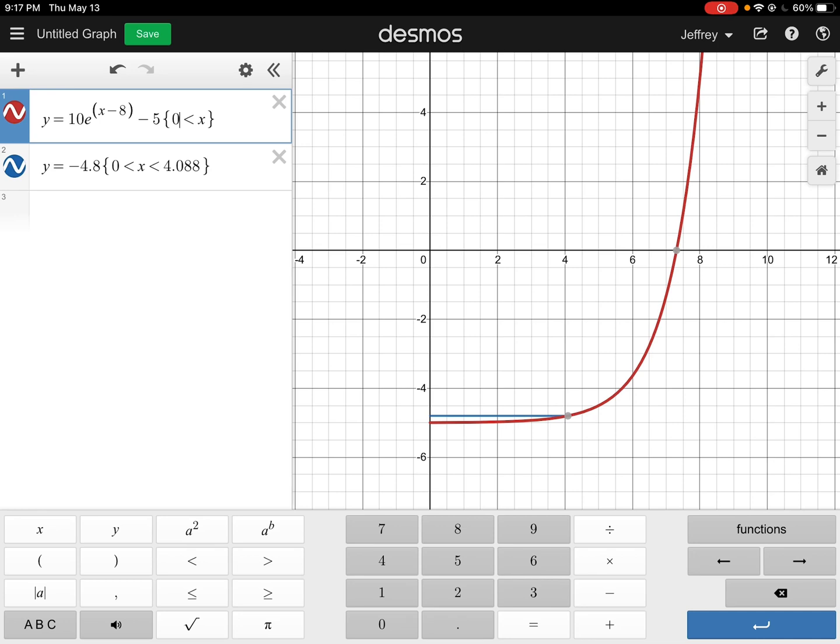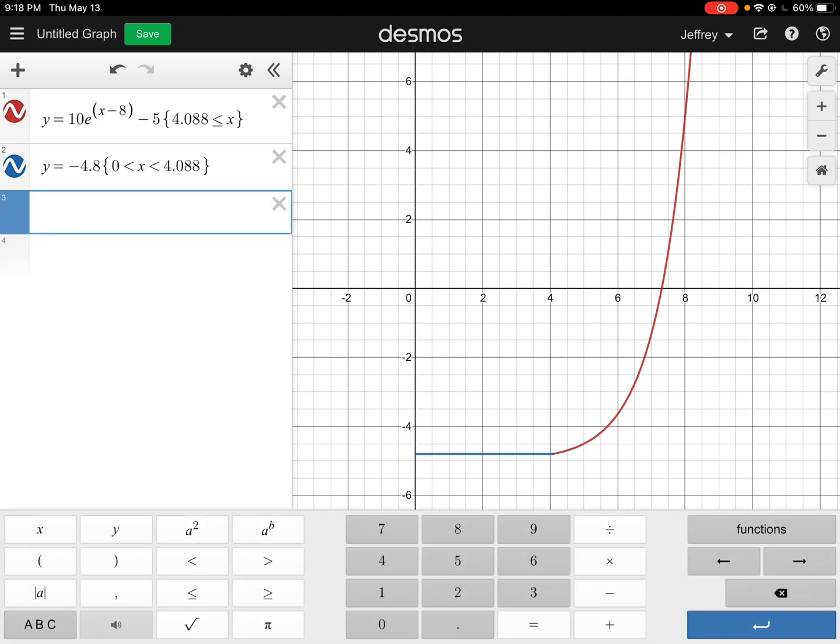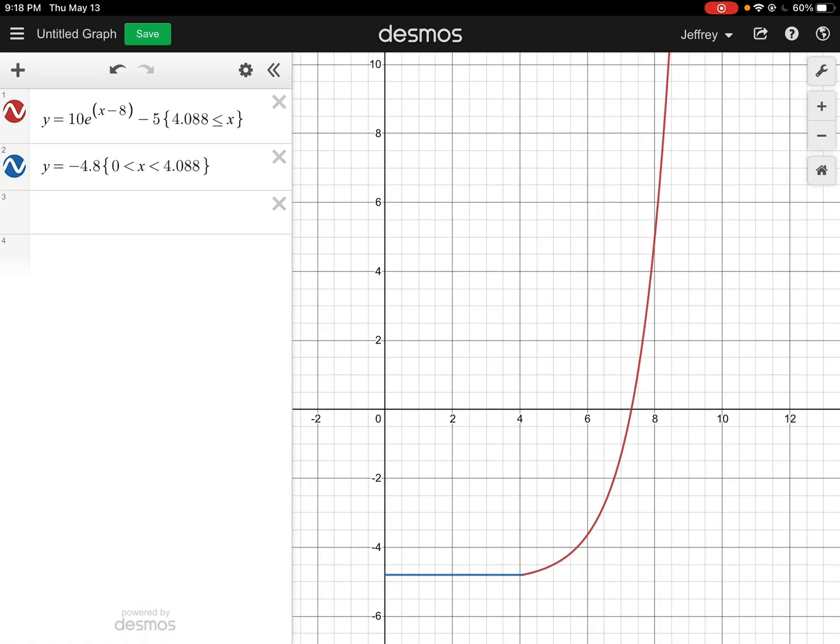Now that also means up here that I need to change where this function goes to, and then again where they intersected at 4.088. Okay, so you see right there. And I'm also going to do equals. Yeah, there we go. Okay, so you see how I don't have any excess lines. Alright, next thing, I need to identify where I want the lip to be.